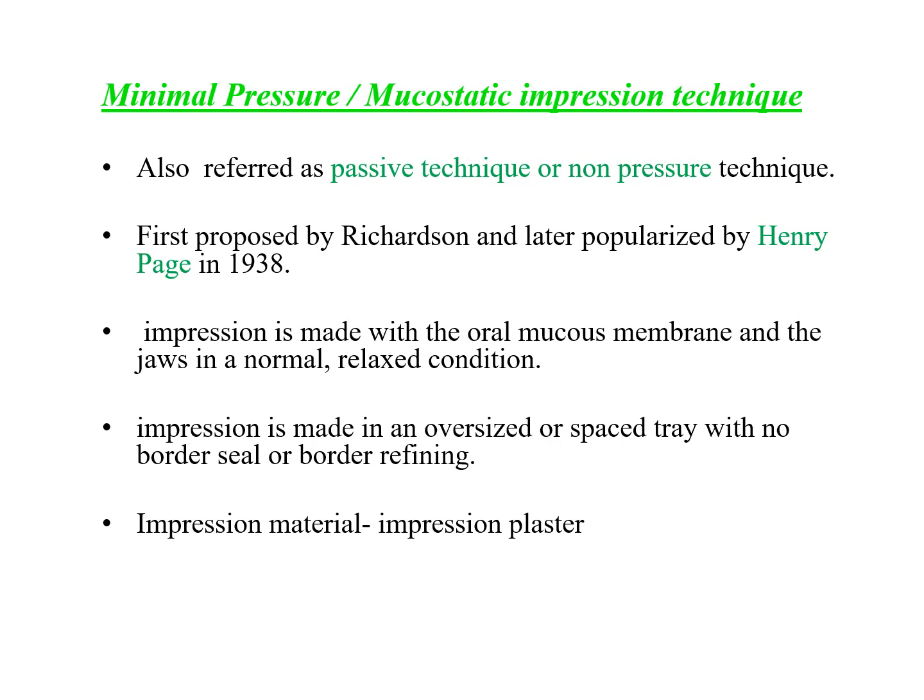An impression is made with the oral mucous membrane on the jaws in normal, relaxed condition. Generally, for this type of technique, the impression is made in an oversized or spaced tray with no border seal or water refining. The material used for this technique is impression plaster or light body elastomer, etc.